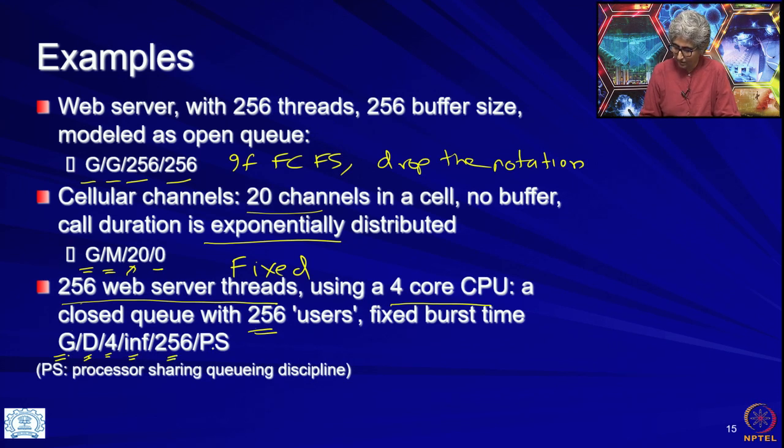Then 256 is the population, and processor sharing is the queuing discipline. This is the queuing discipline which is close to round robin.